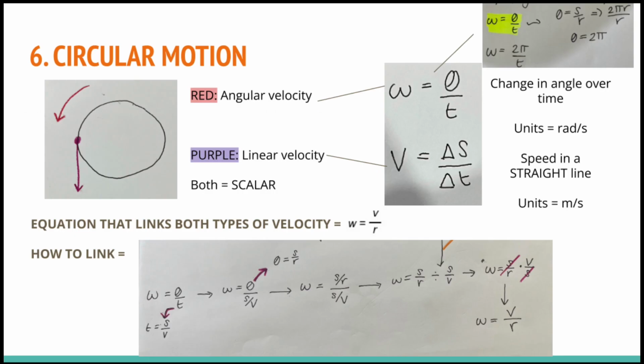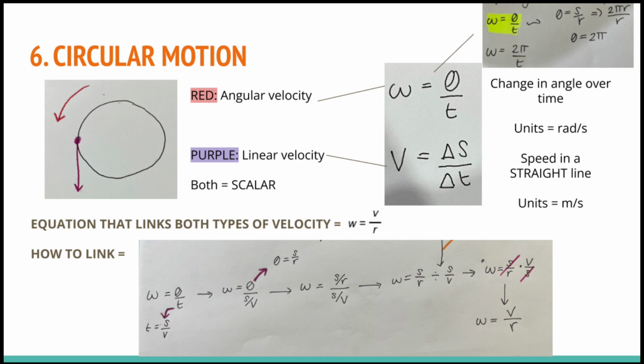As you can see in this picture, we have a circle with a curved line and a straight line. So the curved line is the red line and it is the angular velocity. And basically it is represented by this equation, omega equals theta divided by time. But this can also change into another equation, which is omega equals 2 pi divided by time.